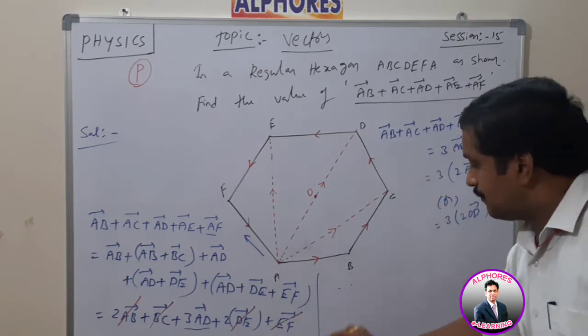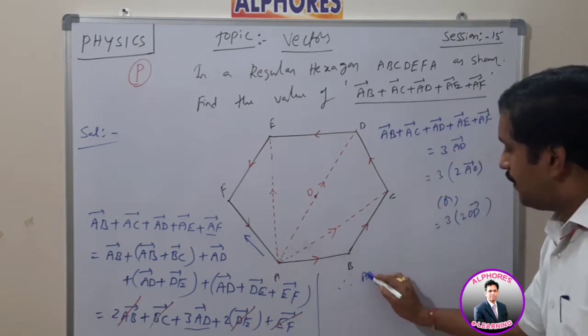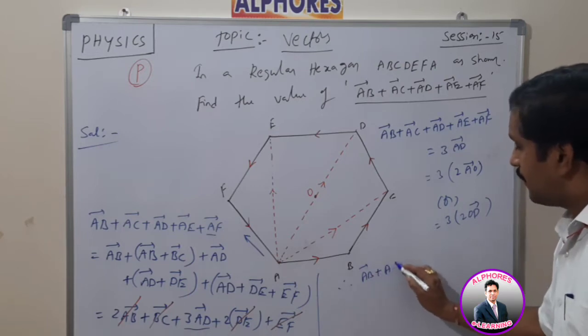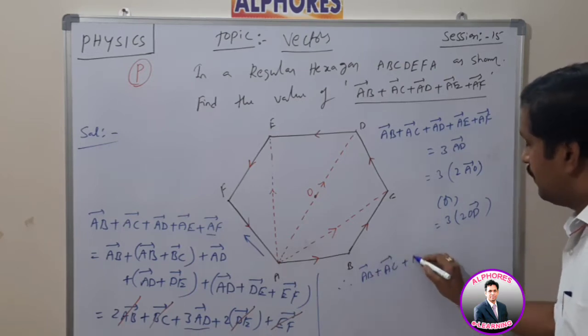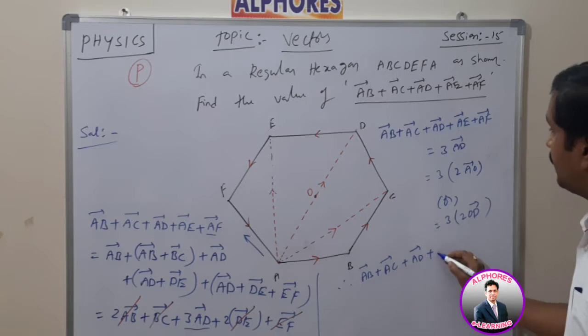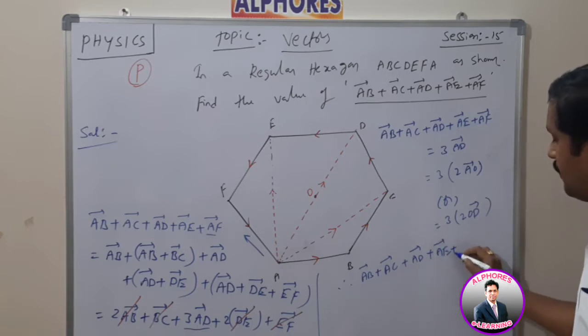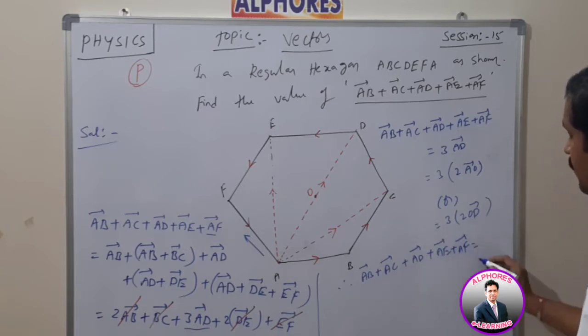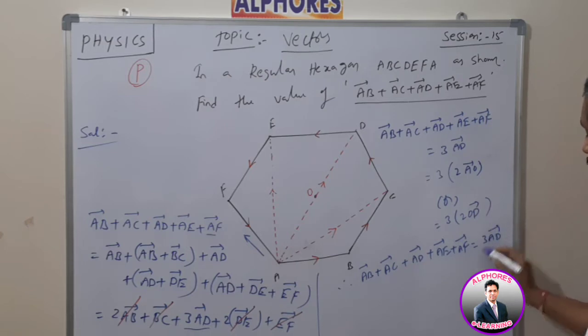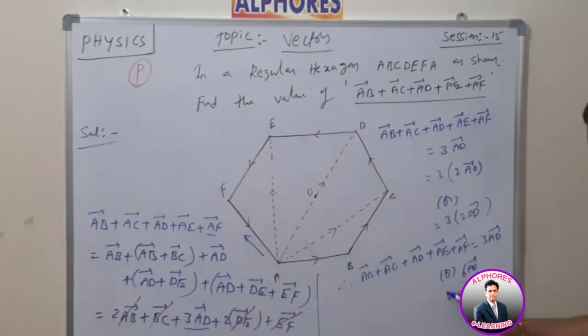Therefore the sum of AB bar plus AC bar plus AD bar plus AE bar plus AF bar is equal to 3 into AD bar, or 6 into AO bar, or this can be written as 6 into OD bar.